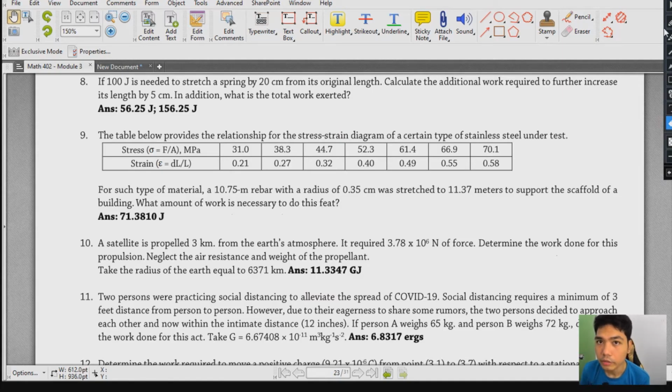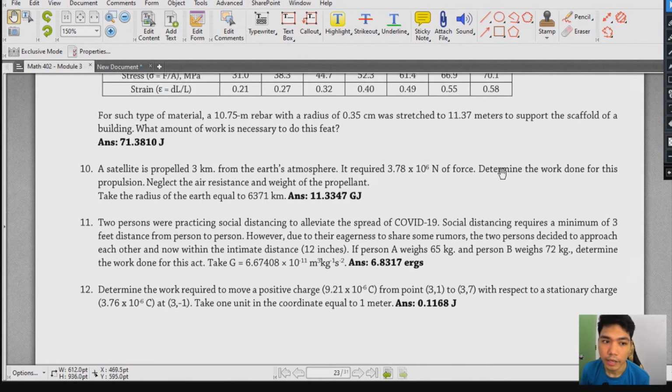Okay, so let's head to the last example. In this case, you have a satellite propelled 3 kilometers from the Earth's atmosphere, and it required 3.78 times 10 to the 6 Newton of force. Determine the work done for this propulsion. Neglect the air resistance and weight of the propellant. Take the radius of the Earth as 6371 kilometers.